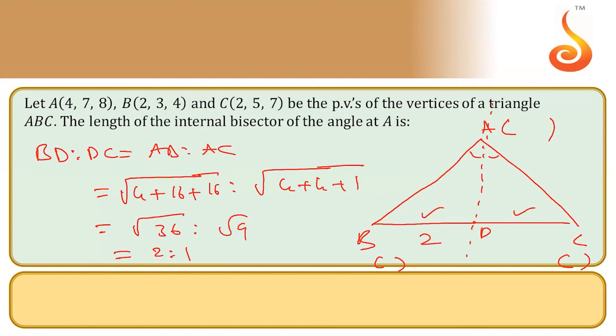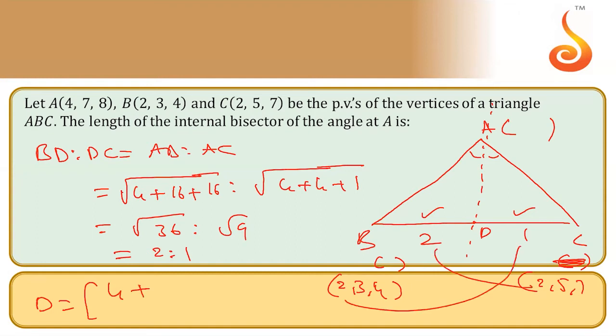You can calculate coordinates of C. This is 2, 3, 4, and this will be 2, 5, 7. D divides in the ratio 2:1. So therefore, D coordinates will be (mx2 plus nx1) by (m plus n). 4 plus 1 into 2, 2 by 3. Next, 2 into 5, 10 plus 1 into 3 by 3. Next, 2 into 7, 14 plus 1 into 4 by 3.